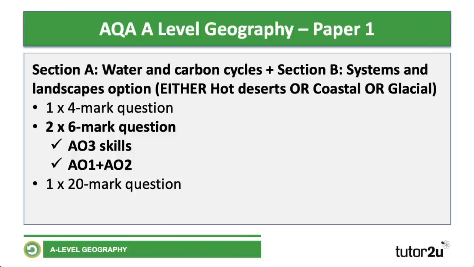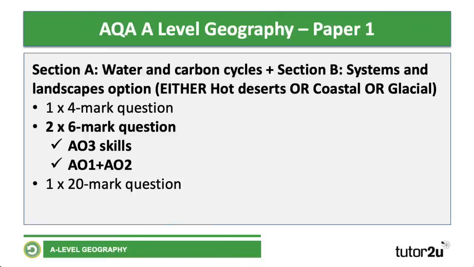But first, I just want to go through a little bit of an overview of paper one and how that works. The first section, as I say, is water and carbon cycles, and that looks very similar in the way it's laid out to section B, which is your landscape systems option. Some of us will have done hot deserts, some glacial systems, but most of us have probably done coasts for this.